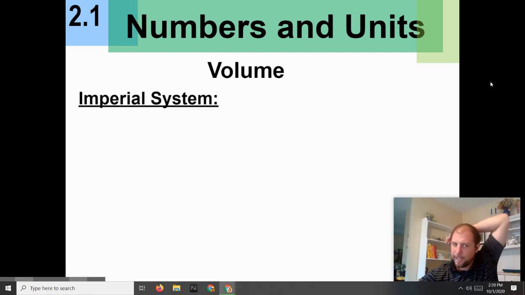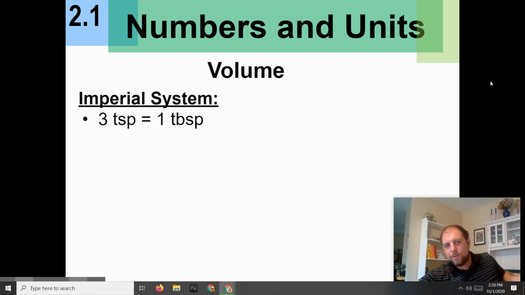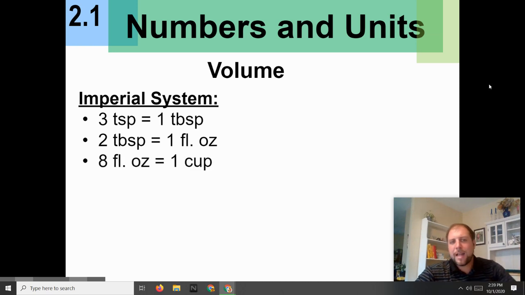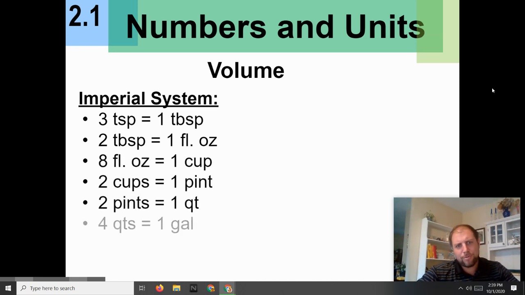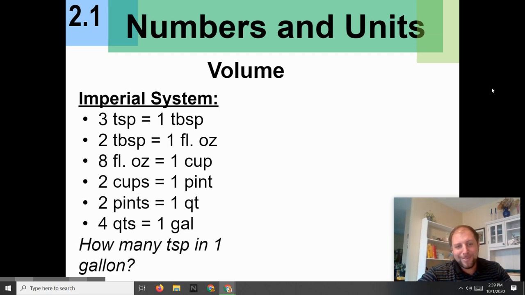It's even easier when you get to volume. There's 3 teaspoons in a tablespoon, 2 tablespoons in an ounce. 8 fluid ounces make 1 cup, but 2 cups make a pint. 2 pints are a quart, but 4 quarts is a gallon. How many teaspoons are in a gallon? You're fired. Get out of my house. Stop asking me these damn questions.